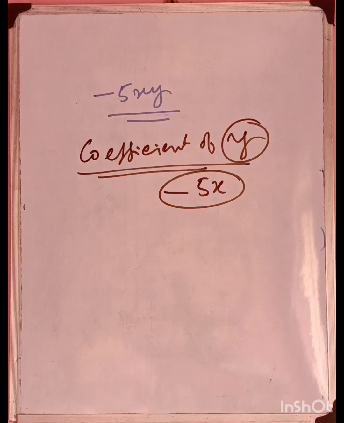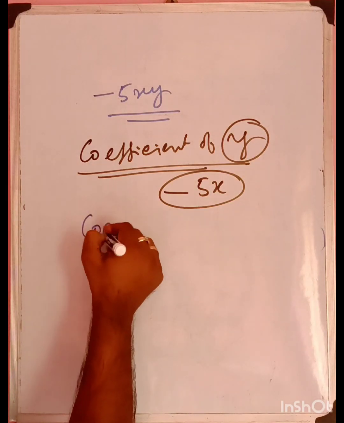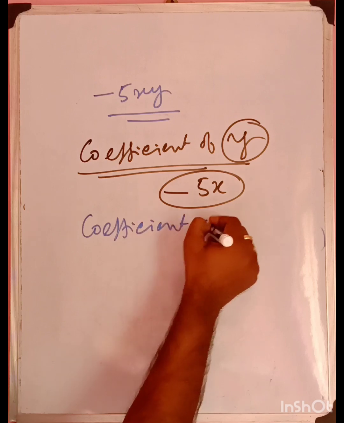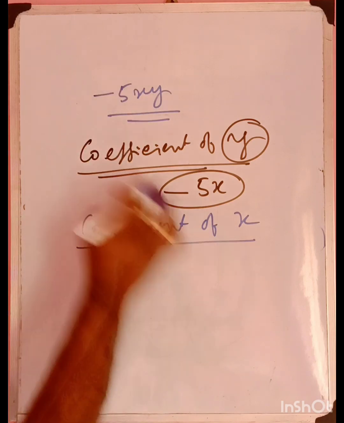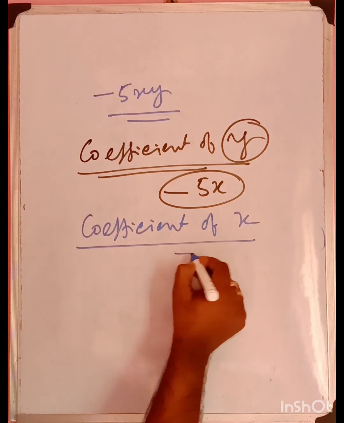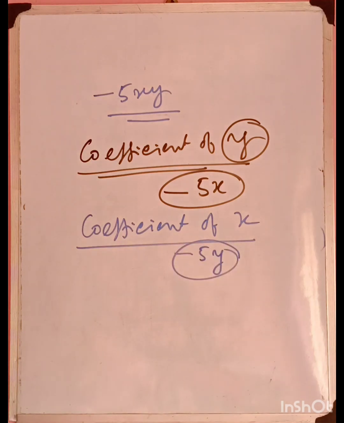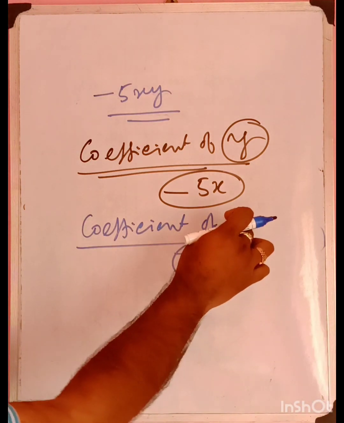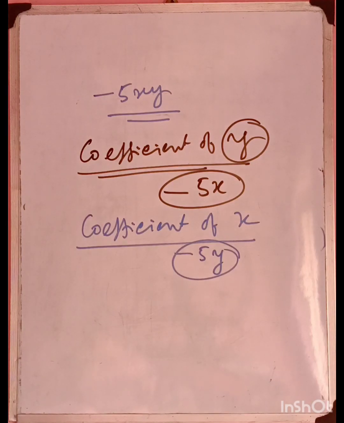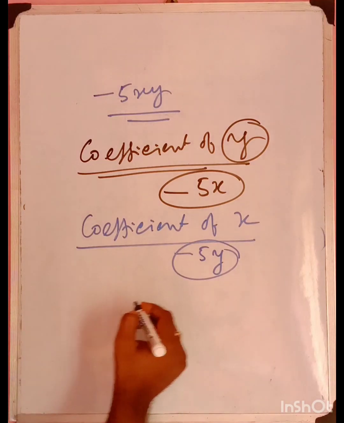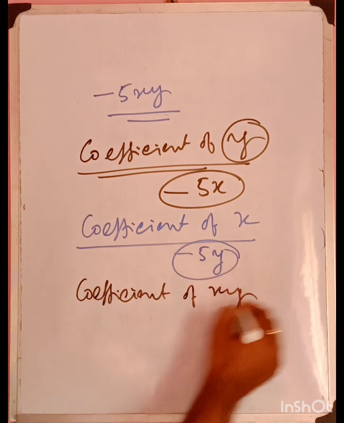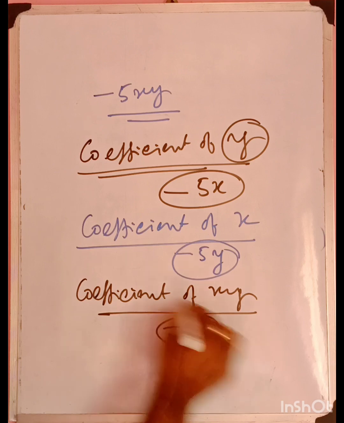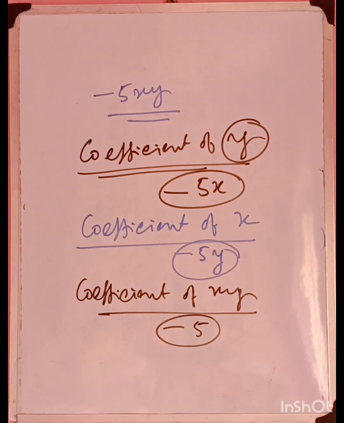Clear? But if you are asked the coefficient of x, it is the resultant excluding x, so it becomes minus 5y. The resultant excluding that particular member for which you are seeking the coefficient. And if you are asked to find out the coefficient of xy, very clear, minus 5. Okay. So this is the concept of coefficient.